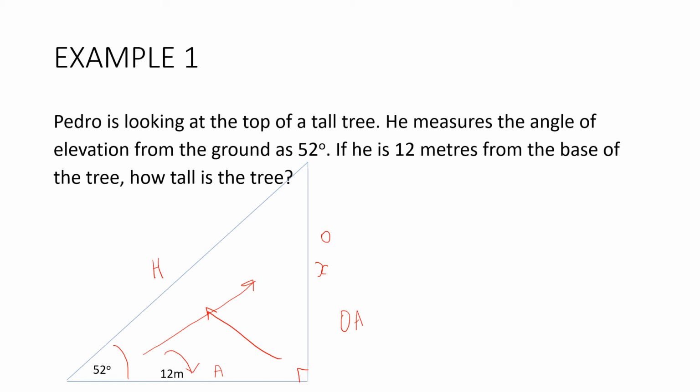So tan 52 is the opposite, which is x, over the adjacent, which is 12. We've got our equation. Let's take our 12 over the other side. So it becomes times by 12. And x will equal 12 times tan 52. Put it in the calculator and we get 15.4 meters.